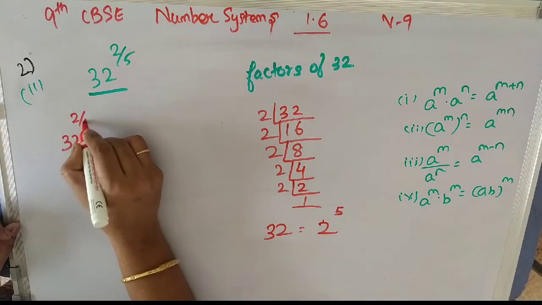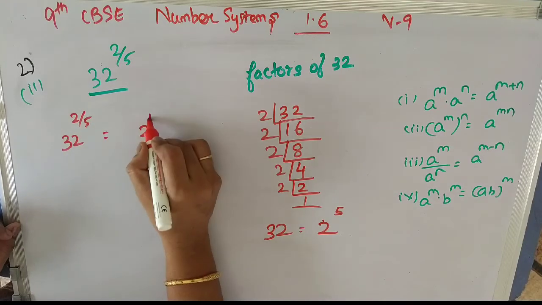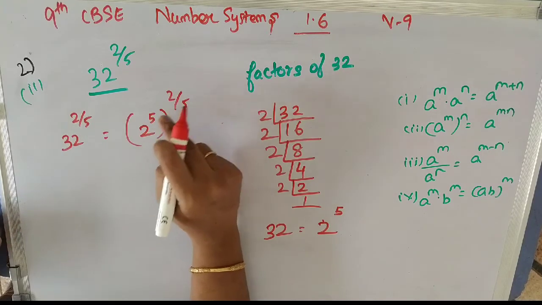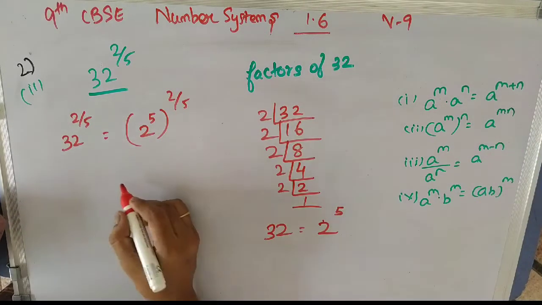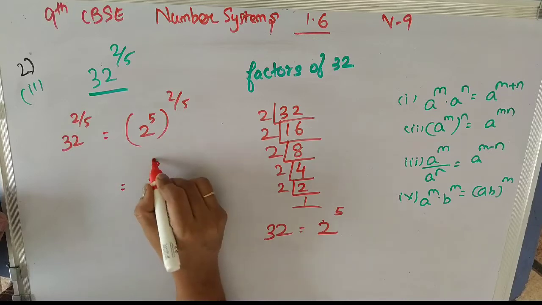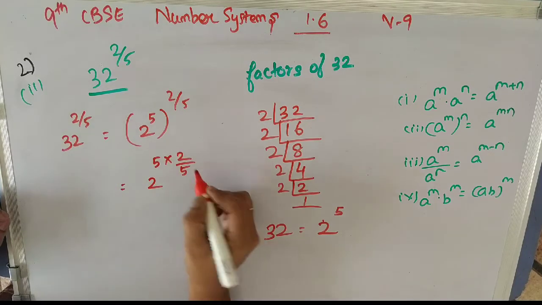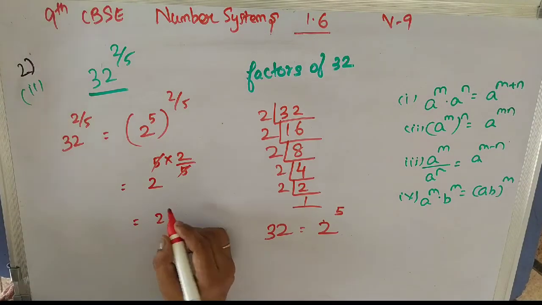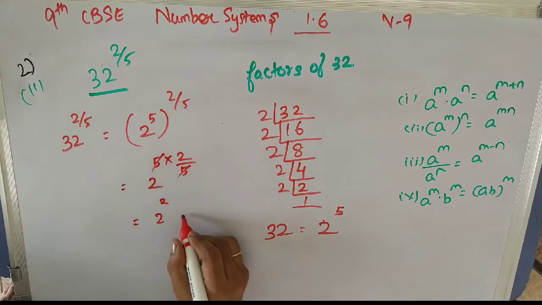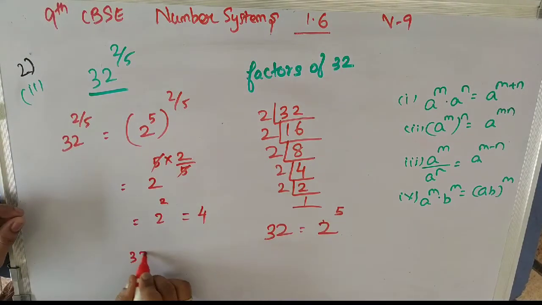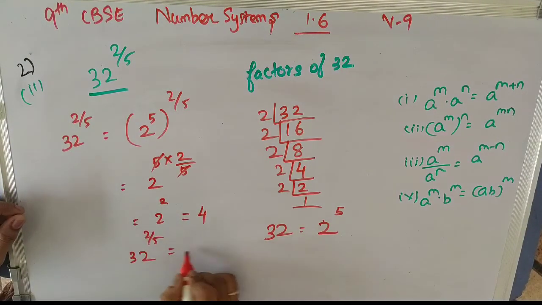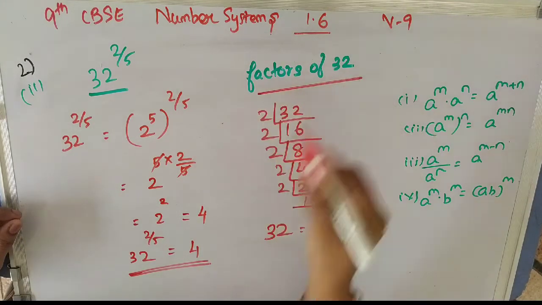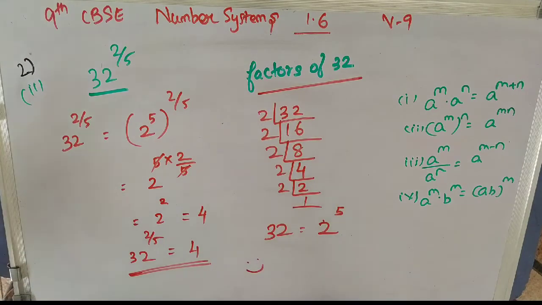So 32 the whole power 2 by 5 is equal to 2 power 5 the whole power 2 by 5. This looks like a power m the whole power n. So I am going to multiply the powers. So 2 power 5 into 2 by 5. 5 gets cancelled and I get 2 squared. That is equal to 4. Okay. So 32 power 2 by 5 is equal to 4. Let me explain again. First find the factors of 32, substitute the factors in the question and use the law of exponents.